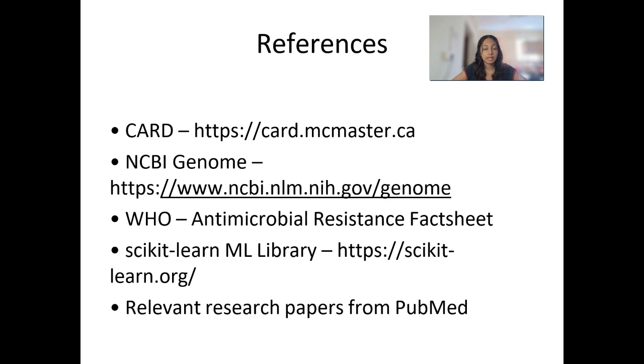CARD and NCBI for genome and AMR data, WHO AMR fact sheets, scikit-learn for building ML models, and research articles from PubMed for background on MRSA and resistance genes.